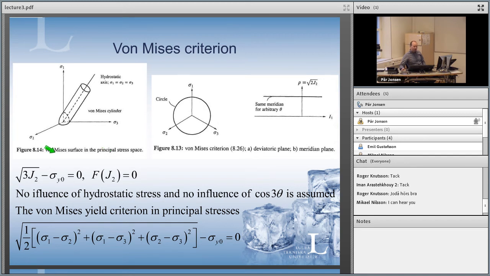Now we have this coordinate system again, the Haigh-Westergaard, the principal stress space, sigma 1, sigma 2, sigma 3. And the von Mises criteria is more or less a cylinder in that stress space. I guess you have seen this picture before. It's pressure independent, as we say. If we have the cylinder and we cut it off and put a plane here instead, then you just orient in this plane.